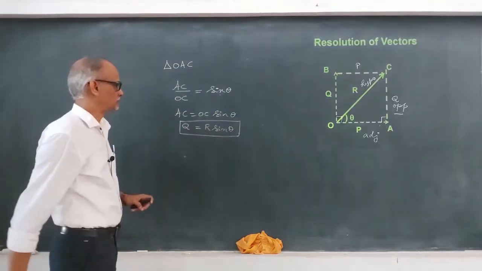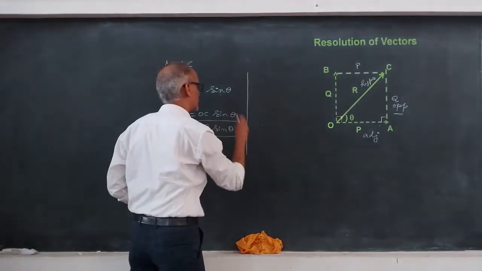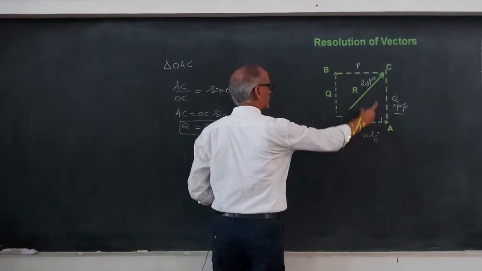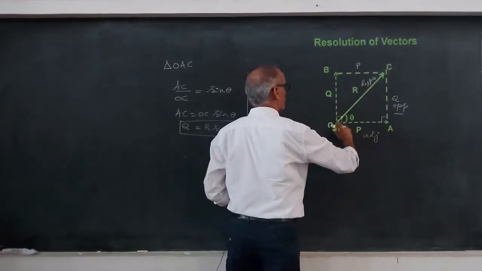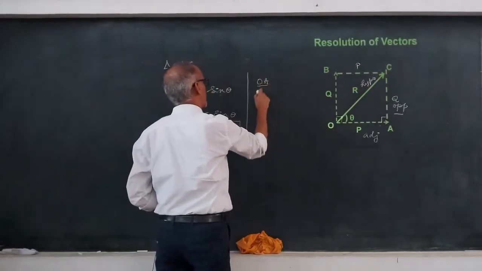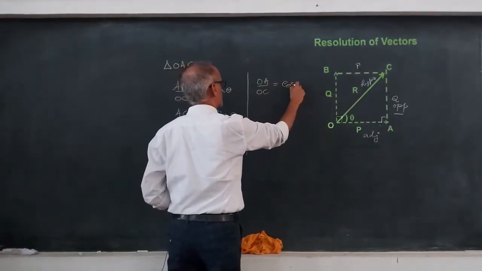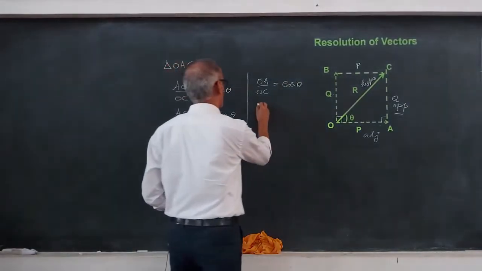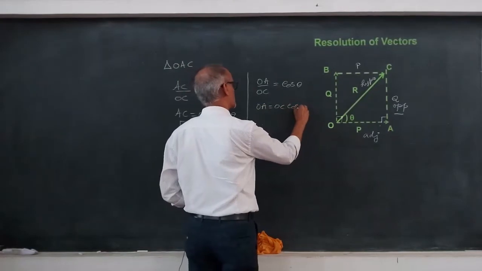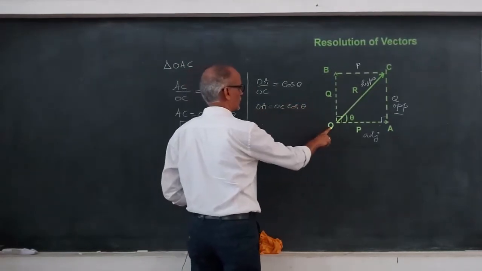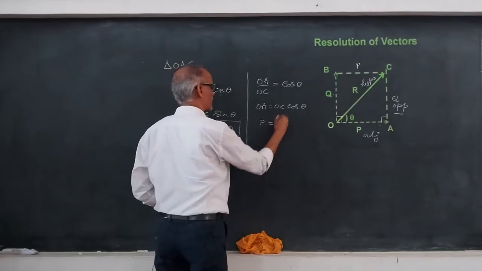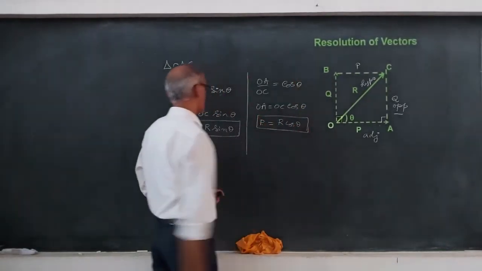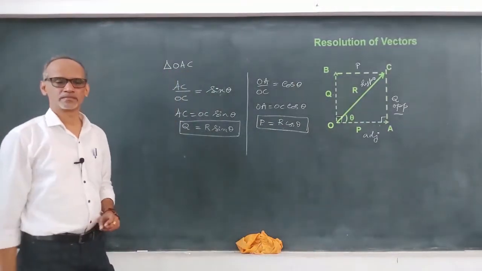Correct? Take one more side ratio. Adjacent by hypotenuse, which is OA by OC. OA by OC is nothing but what? It is cos theta, right? Adjacent by hypotenuse is cosine. Or OA is equal to OC cos theta. What does OA stand for? OA stands for P. What is OC? R cos theta. So we have found the components.